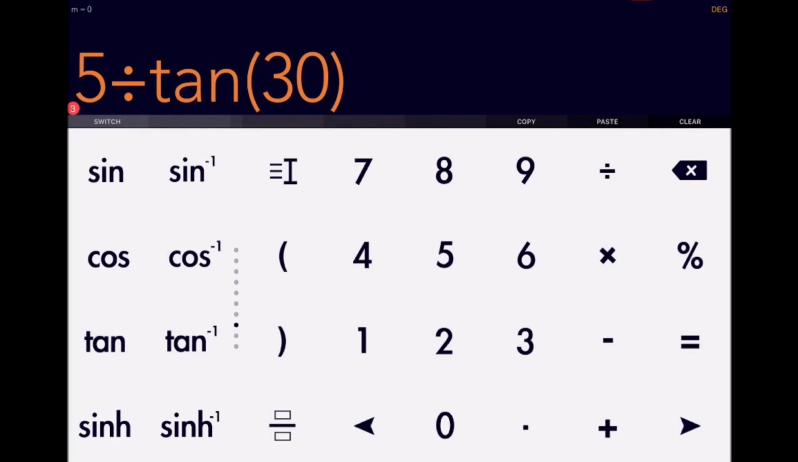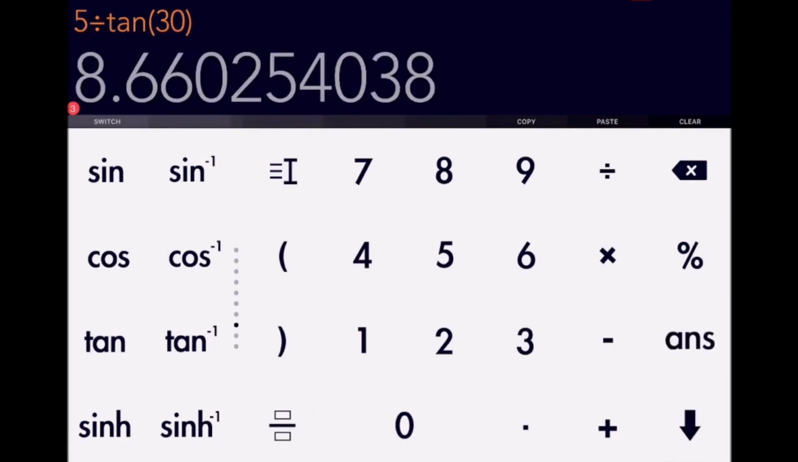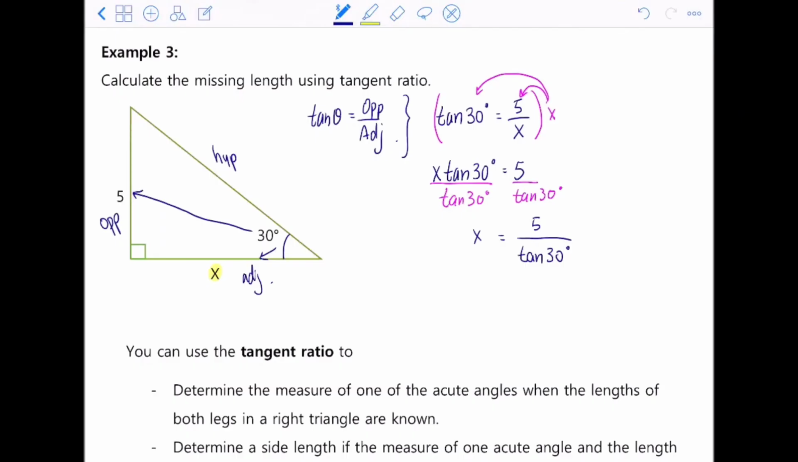All right, so once you're done, you can enter and you'll see 8.660 and so on. So we'll keep it to 2 decimal places. So we have x equals 8.66. All right, we weren't given the unit, so we don't have to write it.